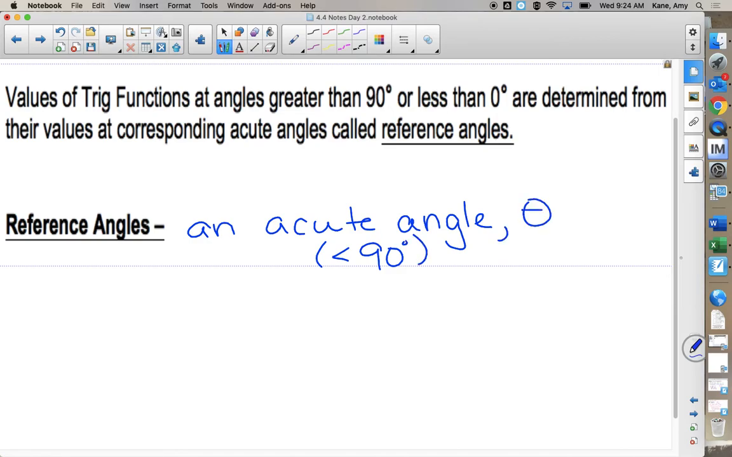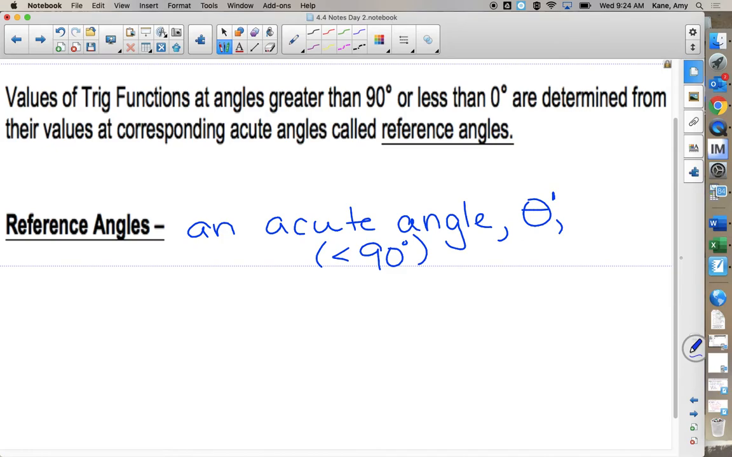And it gets a special notation. So if my regular angle is theta, a reference angle gets a little apostrophe, and that's called a prime symbol. You will use a prime symbol. We'll use it at the end of the year, but you'll use that prime symbol a lot in calculus. But it references your original angle. So it's kind of a piece or part, a relation to the original angle.